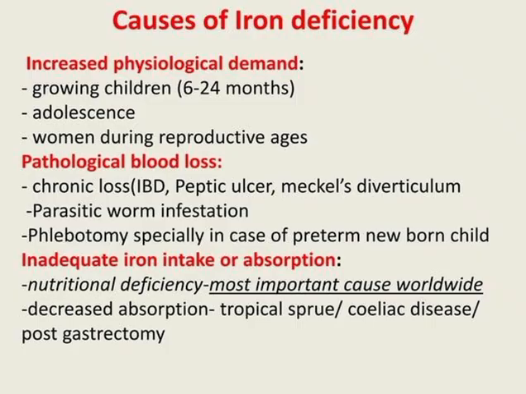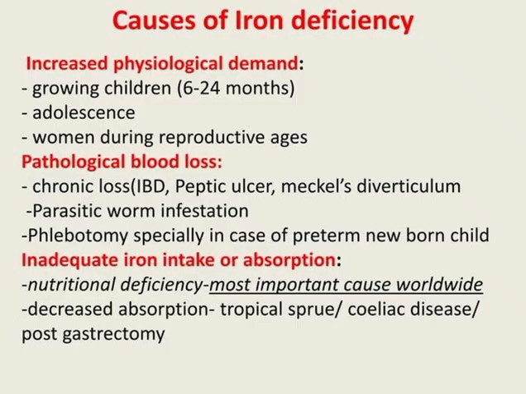Next one is the causes of iron deficiency. It is mainly divided into certain categories. First one is increased physiological demand. That is, the body's requirement for iron increases during rapid growth in children up to 6 to 24 months, then in the adolescent stage, and in women of reproductive age due to menstruation. During the menstruation period, the body needs more iron than on normal regular days.